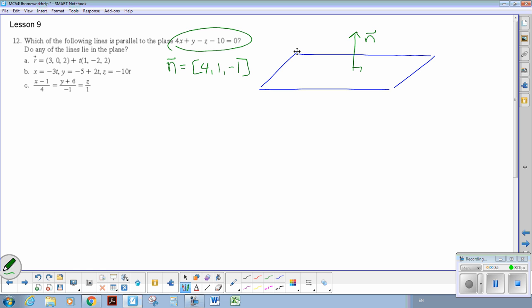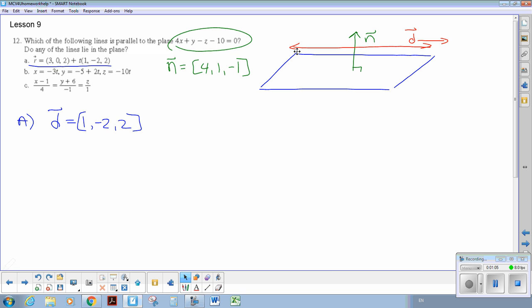If a line is parallel and we have it in vector form, for example with A, what information do we have from A? From this equation here, we can get our direction vector, which is 1, negative 2, 2. If we want to know if the line is parallel to this plane, we have the direction vector heading in that direction. That means our direction vector and normal would need to be perpendicular.